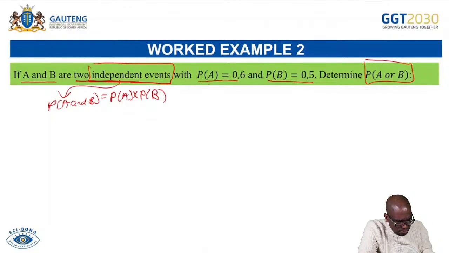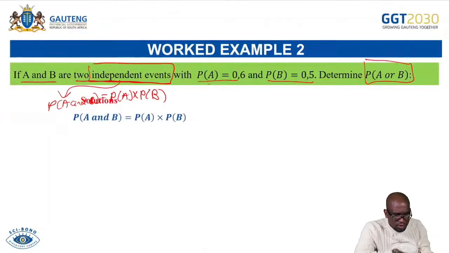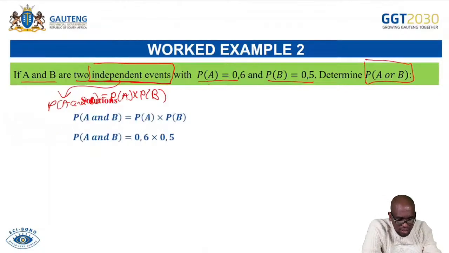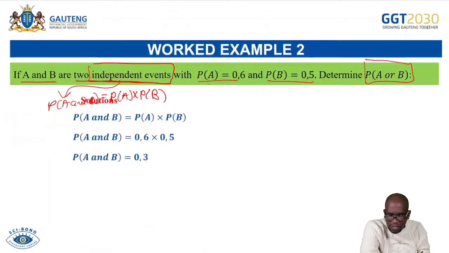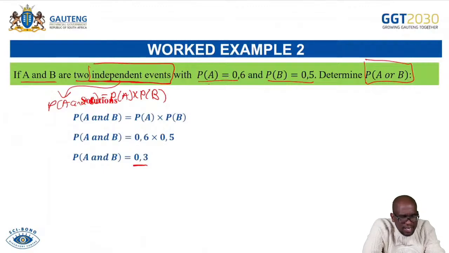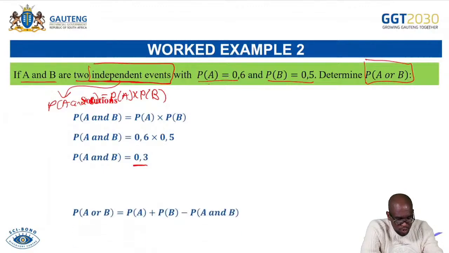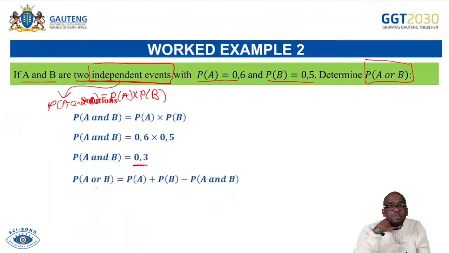So let's check here how we can solve this one. Now start with the probability. This is for the fact that they said the events are independent. And then we calculate the probability of A and B. We are given that of A and that of B. We get the probability of A and B as 0.3. But remember, the question wants the probability of A or B.